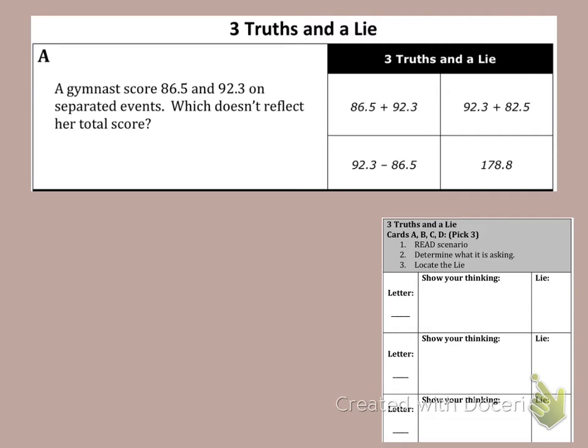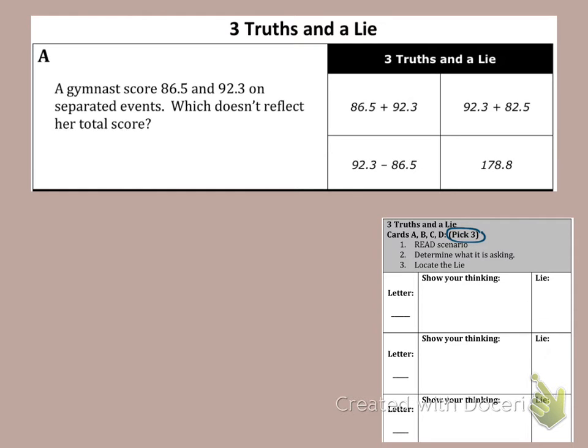So number one starts with, and if you look at this answer card right here, cards A, B, C, and D, you're going to pick 3. You're going to read the scenario, determine what it's asking, and locate the lie. I'm going to do 2 with you, and then you're going to do 1, and you can pick 1 on your own out of C and D, okay?